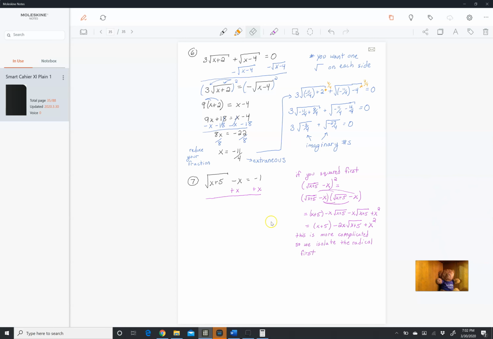Okay, so let's go back to this. We isolate the radical by adding x to both sides. So on this side, we have square root of x plus 5. And then on the other side, I kind of like having the x first. It's positive. It's nicer to have the x first. So let's write this as x minus 1. Okay. And then we square both sides.